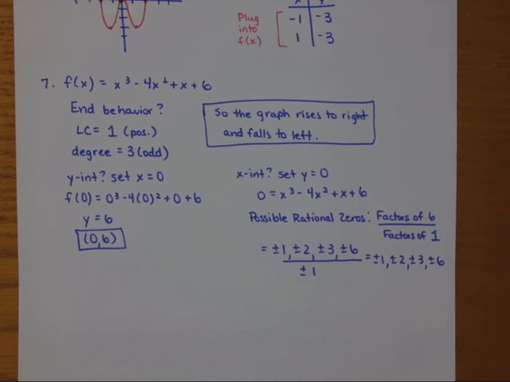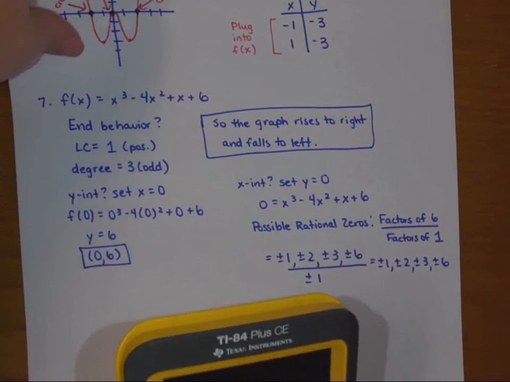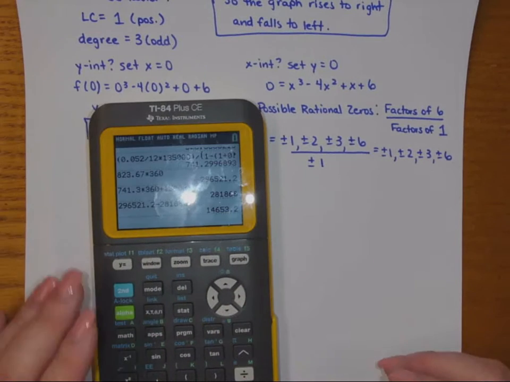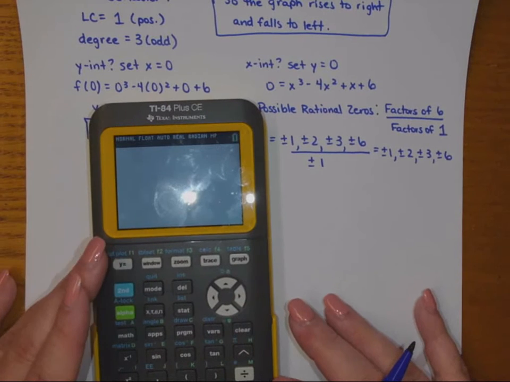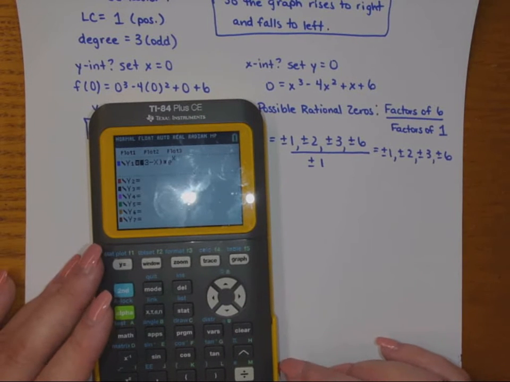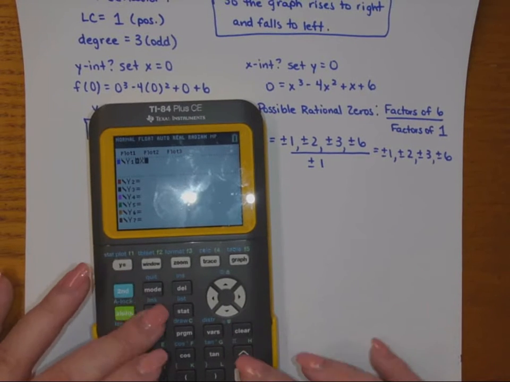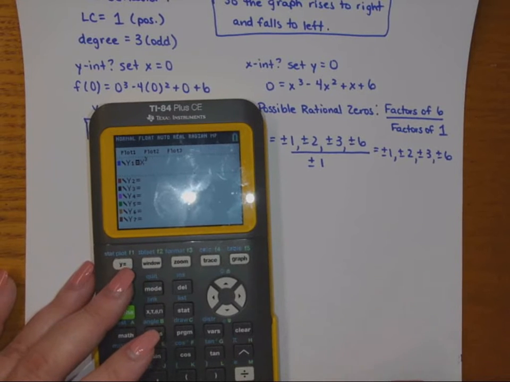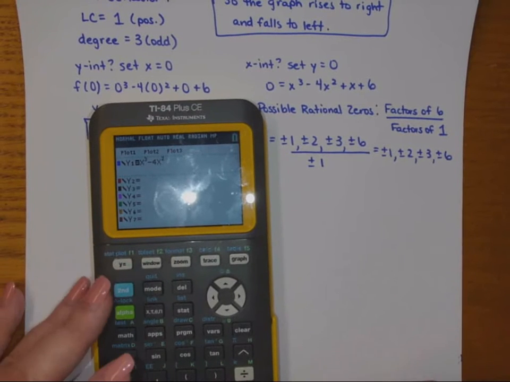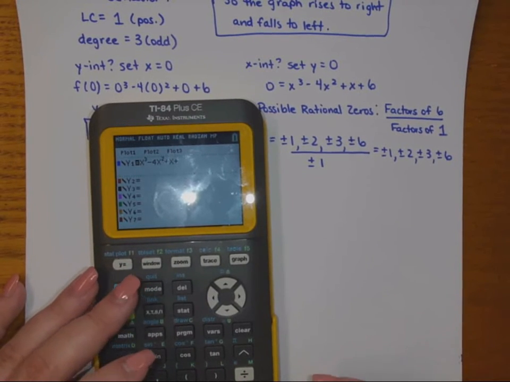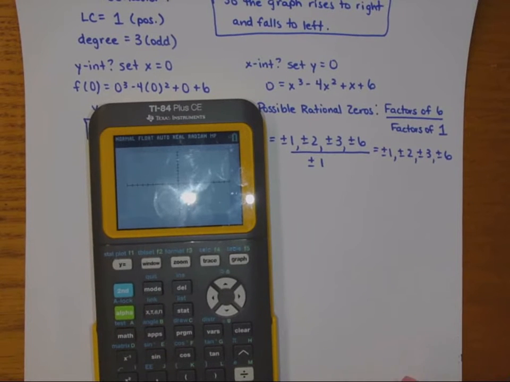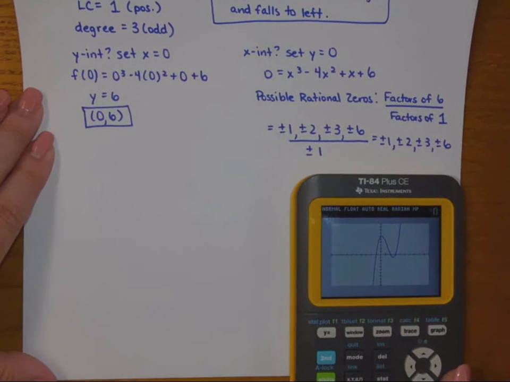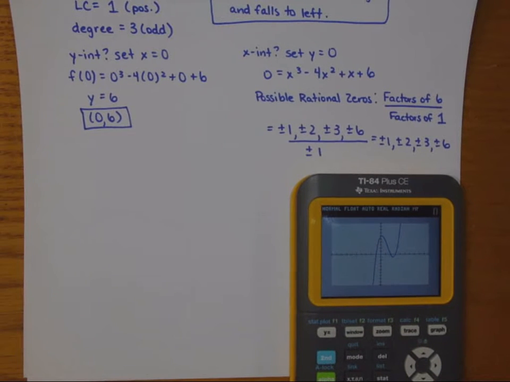But let's say I don't want to try all of those. I don't want to try all 8. So, we talked about this in class, I'm going to use my calculator to kind of hone in on the ones that I should maybe pay more attention to. So let's enter it in. X cubed minus 4x squared plus x plus 6. Okay, so let's graph it. Let me see if I can get it out of the glare. There we go. So if you look at it, it looks like it crosses at -1, 2, and 3.